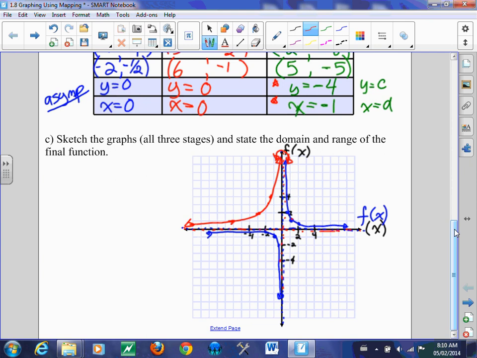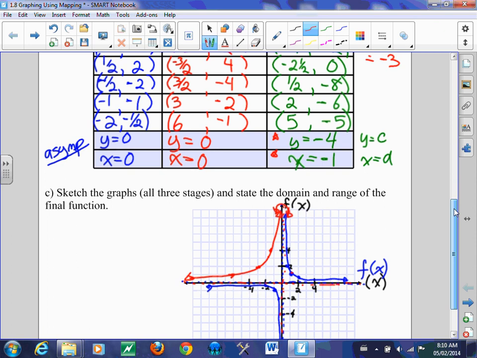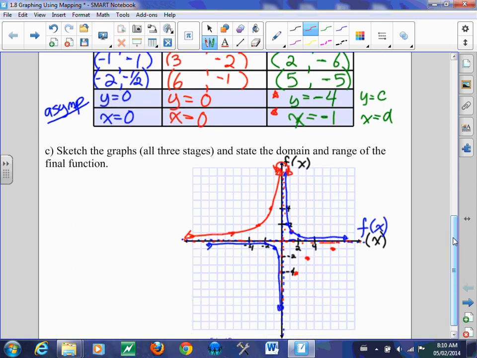Okay, let's do the second part, ladies and gentlemen, which are the other pairs I just can't see here. So we've got 1.5 and negative 4. We have 3 and negative 2. And 6 and negative 1. Okay? So that's my key point for this side. I'm going to go over here and down. Everybody okay with that?